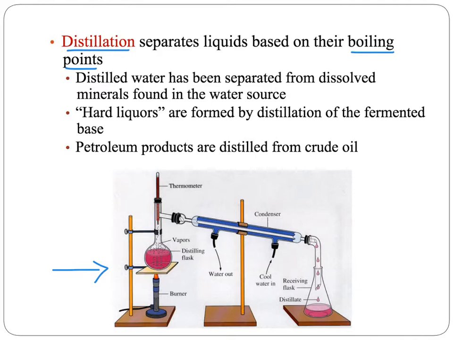So in the distillation process, you've got your liquid mixture here that needs to be separated. As it is heated, whatever component has the lowest boiling point will turn into a gas, which flows down this tube. In this tube, we have cool water, so it causes it to condense. It changes back into the liquid state, and then it is collected over here in the flask.